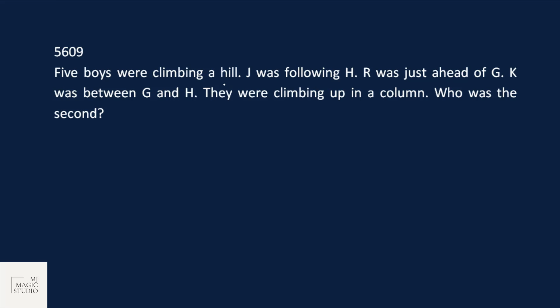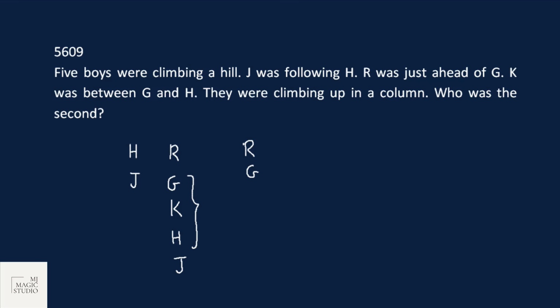5 boys were climbing a hill. J was following H, meaning J should be after H. R was just ahead of G. K was between G and H. So we can have G, K, H, and they are climbing up in a column. J is following H, so J comes after. K is between G and H, and R is just ahead of G.